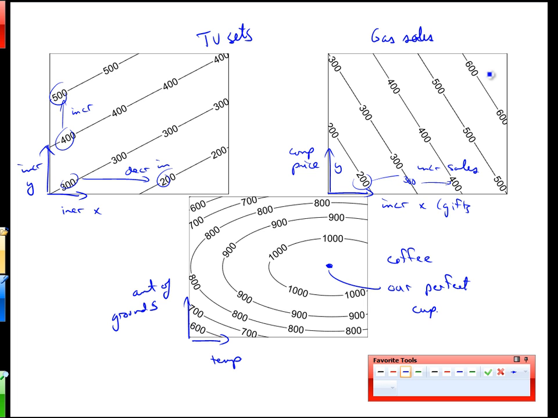So again, just a good practice to visualize what these contour diagrams are telling us about the gross features of the surface that we're talking about.